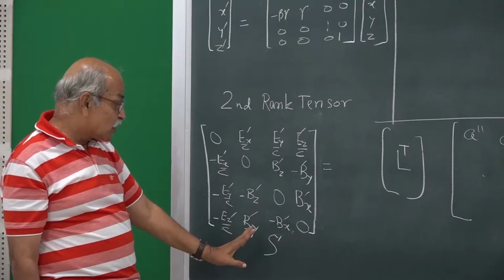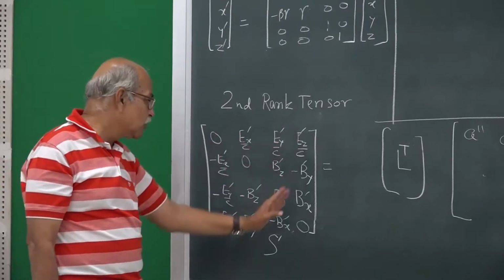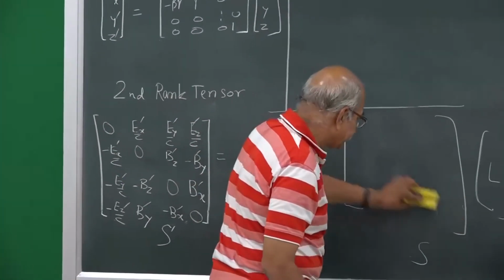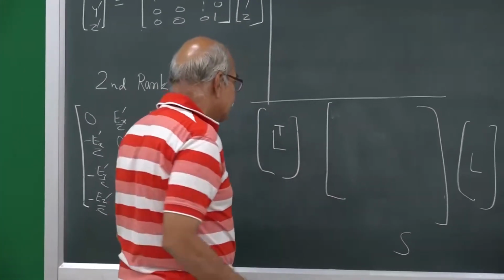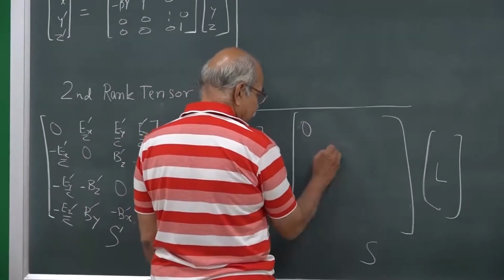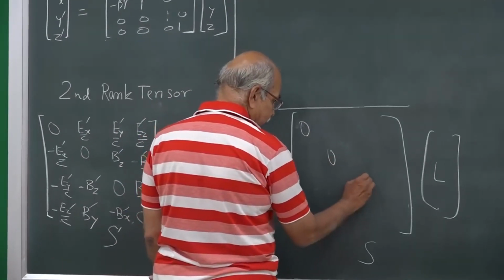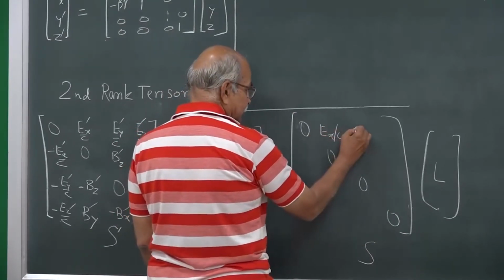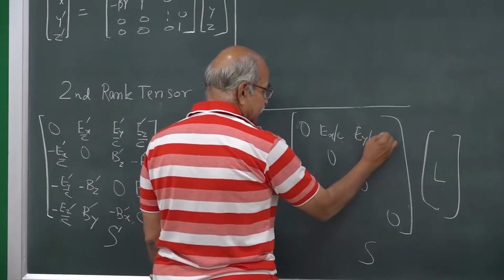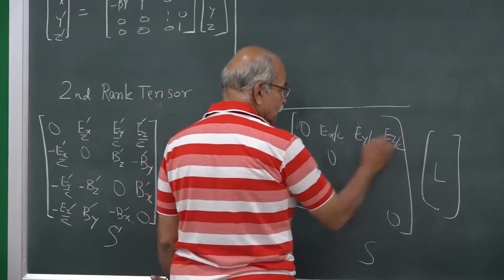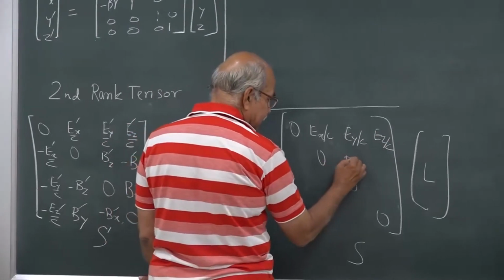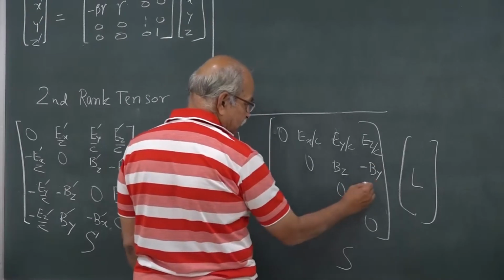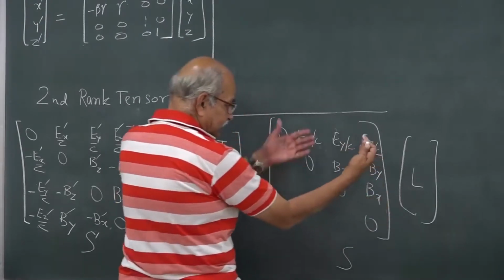In S, what are the components? Same components without prime. So, let me write that here. Once again, it is 0 here, then it is 0 here, then it is 0 here and 0 here. Here you have Ex by C, then Ey by C, and then Ez by C here. Then you have Bz here, and this component is minus By, and then you have Bx here. So, that is this half, and then reflect.